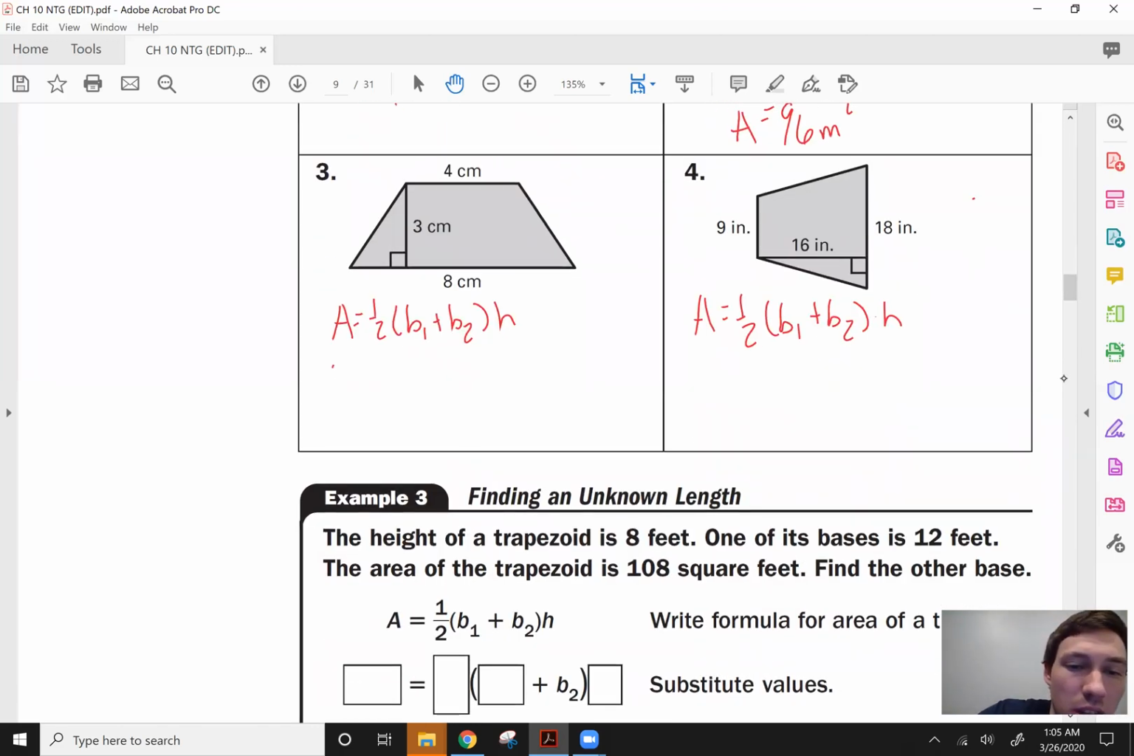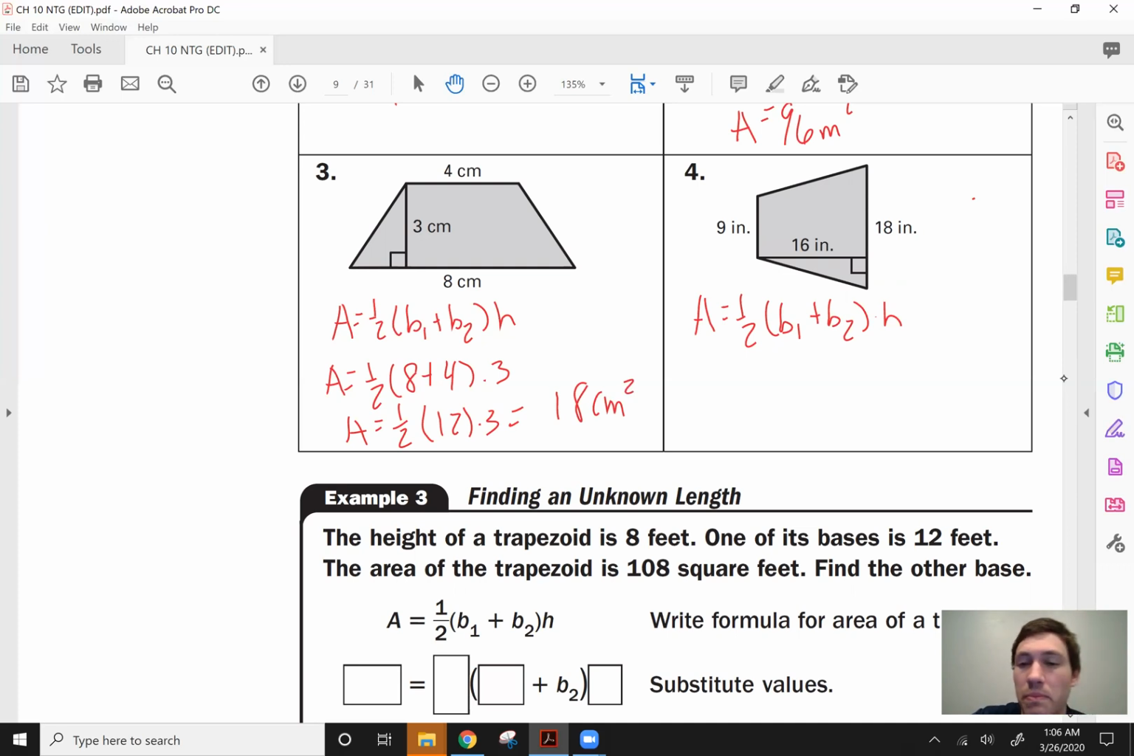Here, area equals 1/2 (8 plus 4) times my height, 3. So area equals 1/2 times 8 plus 4, which is 12, times 3. So half of 12 is 6. 6 times 3, oops, 18 centimeters squared.